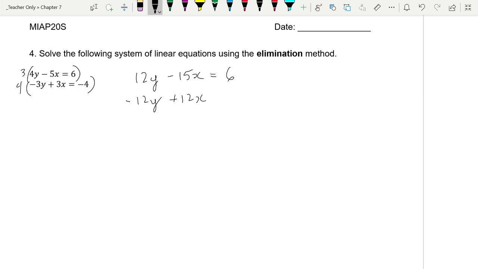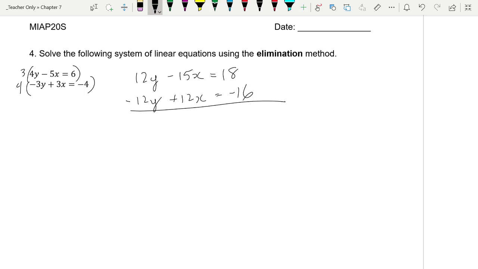And don't forget the oh, look at that, I made a mistake. Okay, where's my mistake? Who can see my mistake? The 6. Yeah, that should not be a 6. That should be 3 times 6. There. And then on the bottom one, 4 times negative 4 is negative 16. There. I can add these together now.